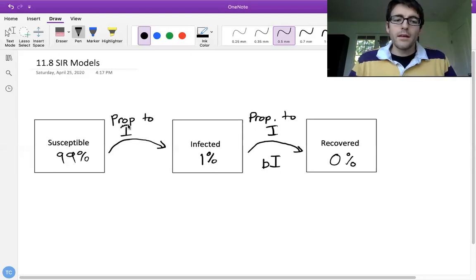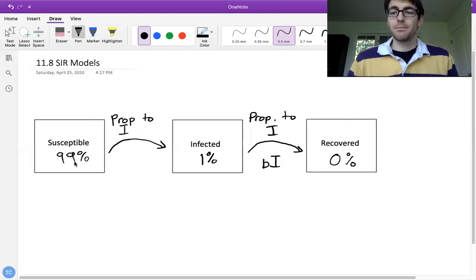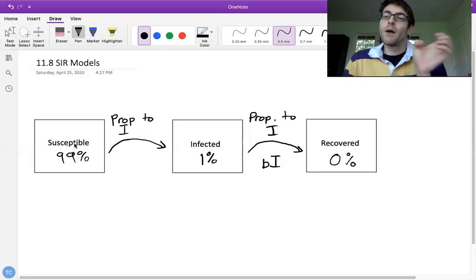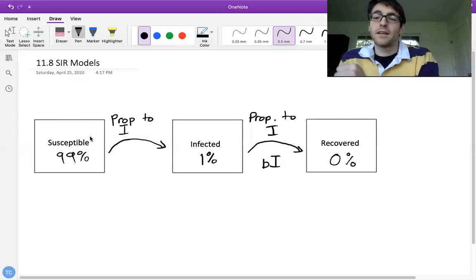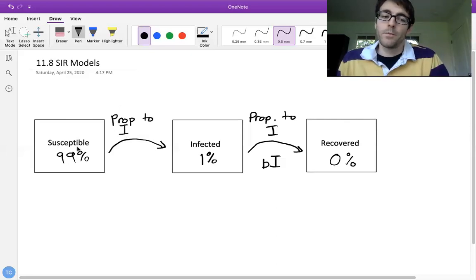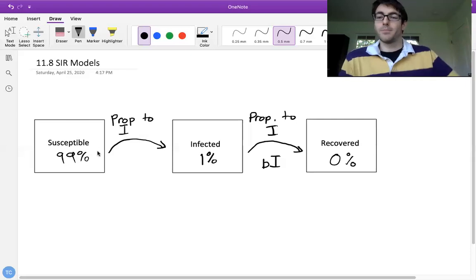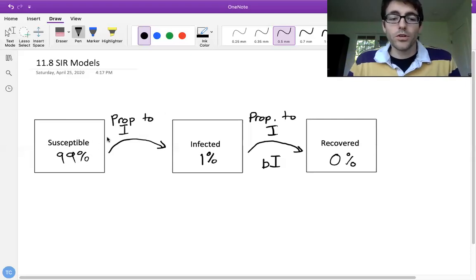However, when the total population that could possibly be infected is dropping, then the rate of change from the number of people moving from susceptible to infected is also going to drop. So if this susceptible group is smaller, then fewer people are going to be moving over because there are fewer people who could possibly get infected. So this is proportional to I times S.